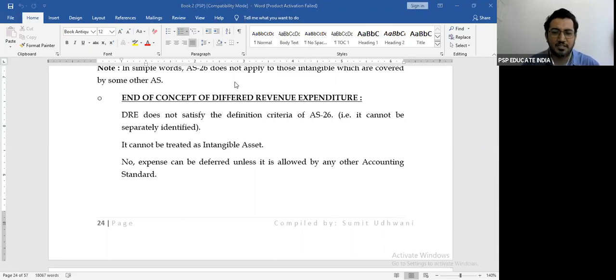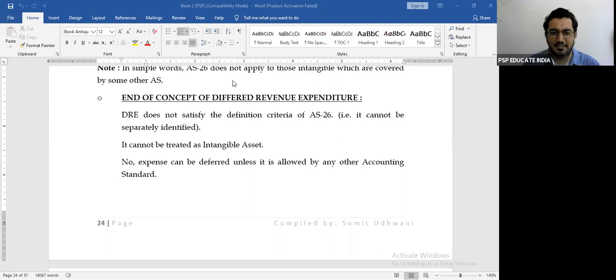Right. Please pay attention. It says end of concept of deferred revenue expenditure. Accounting Standard 26 has ended this entire concept of deferred revenue expenditure. Pay attention, what is the meaning of deferred revenue expenditure? And we will also understand why there was an end to the deferred revenue expenditure.